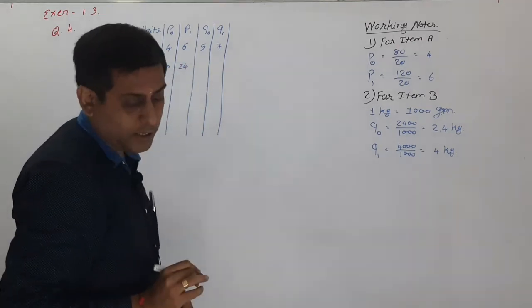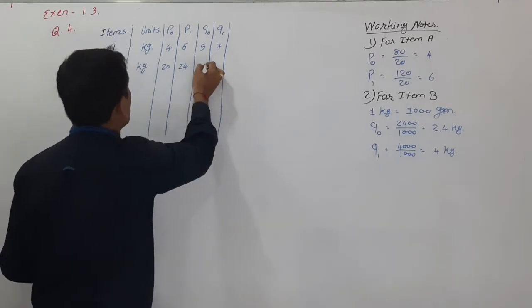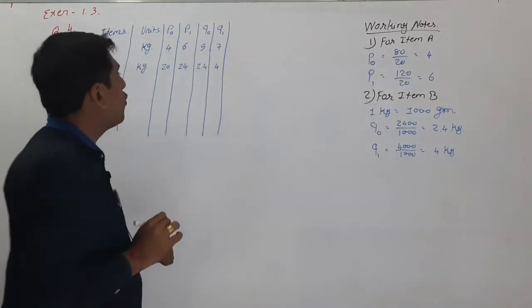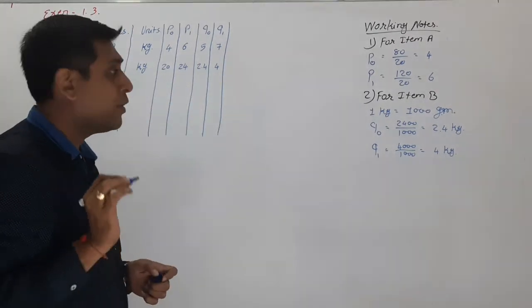What is the quantity now? 2.4 kg and 4 kg. So here in the quantity column we have to write 2.4 and 4. It is the calculation of item B.